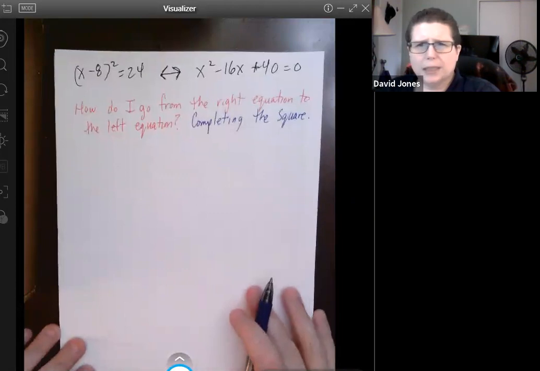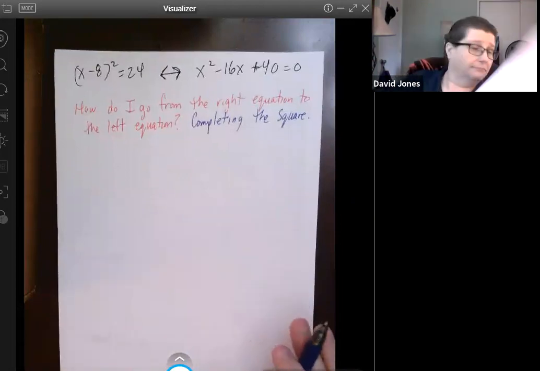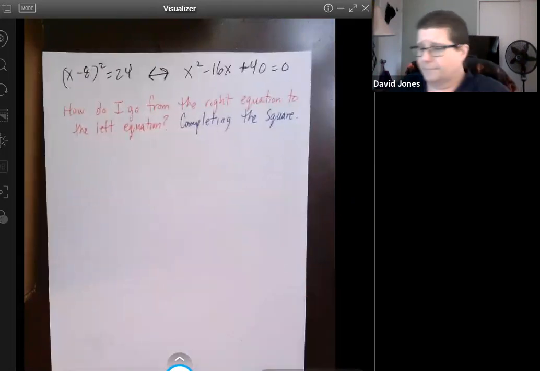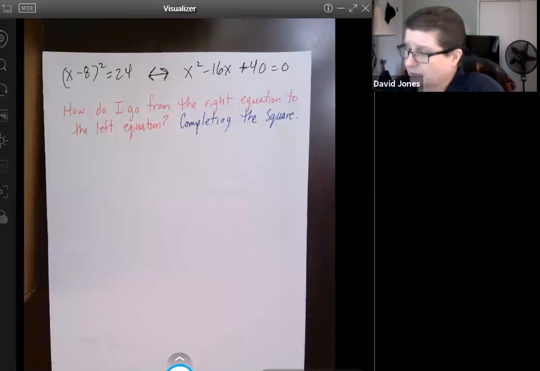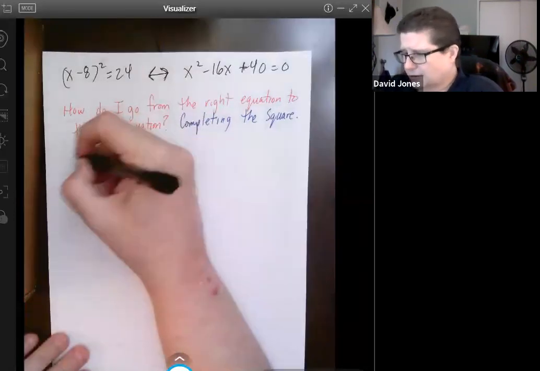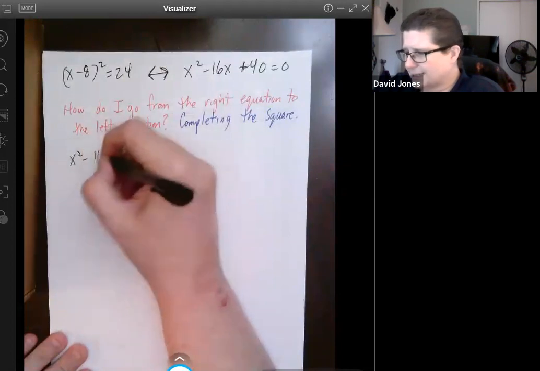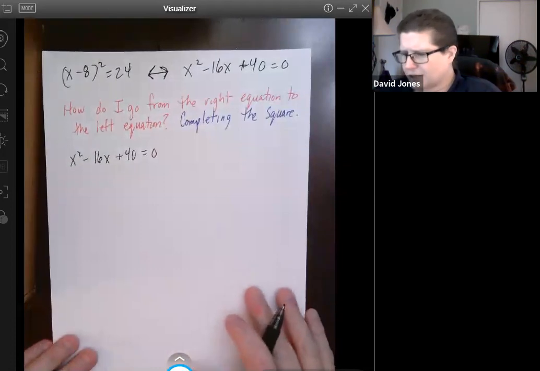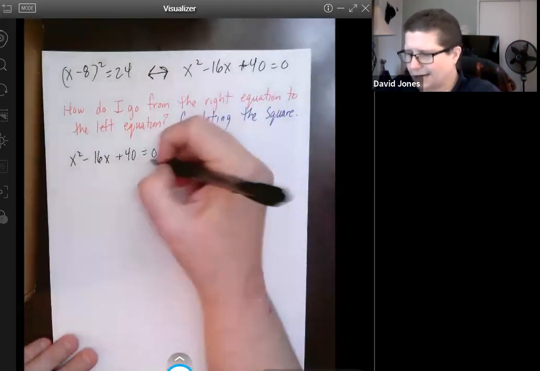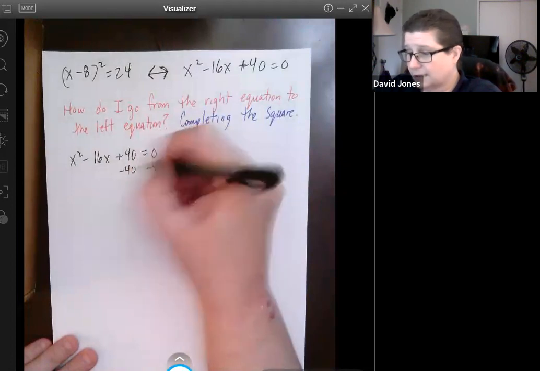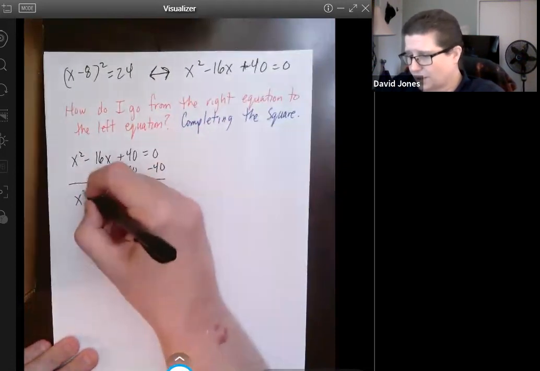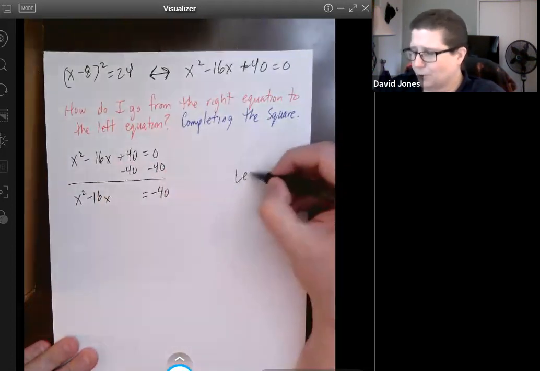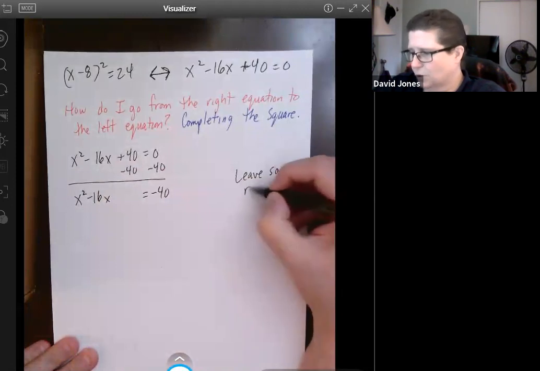So I'll show you how to do it, then I'll write down the terminology for it, like write it out in words. So let's start off with x squared minus 16x plus 40 equals 0. First thing I'm going to do is move the constant to the right-hand side. I'm going to subtract 40 from both sides. I get x squared minus 16x equals negative 40. Leave some room to work.